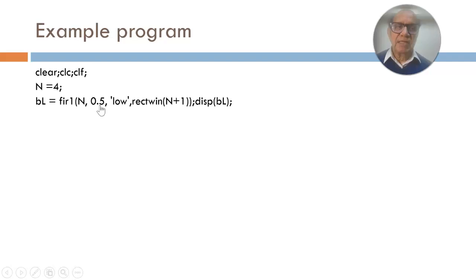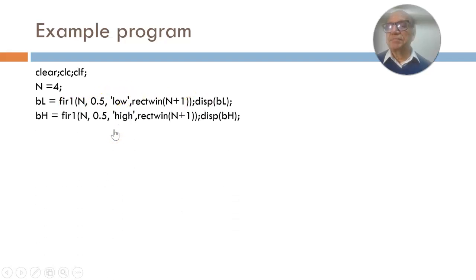This is the normalized cutoff frequency. And what we are going to do is to keep N same for all the filter coefficients, keep the normalized cutoff frequency same. Now this parameter will decide whether you get the coefficients for low pass filter, high pass, and so on. Again, we'll use the rectangular window for all of them, and we are going to display these coefficients. Okay. So now next you calculate the high pass filter coefficients. It will be similar to this, except that this low will change to high. So all the rest of the parameters are same.